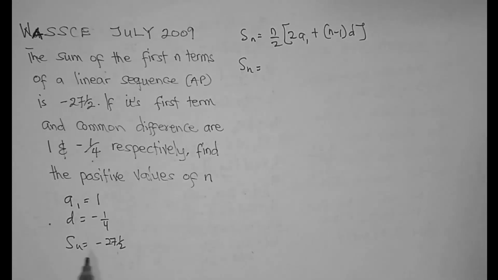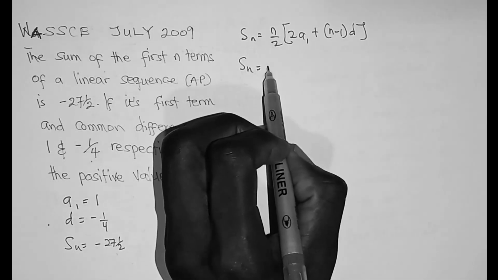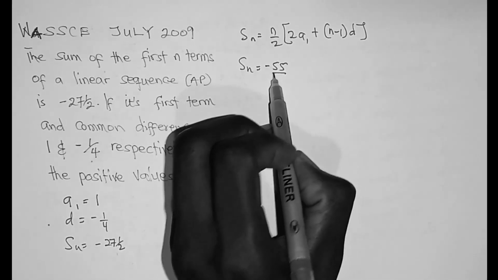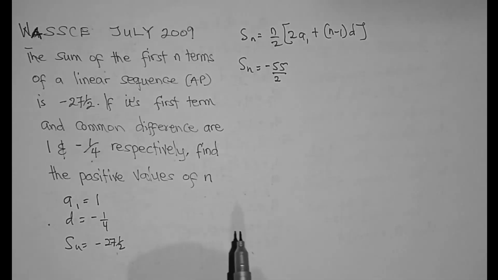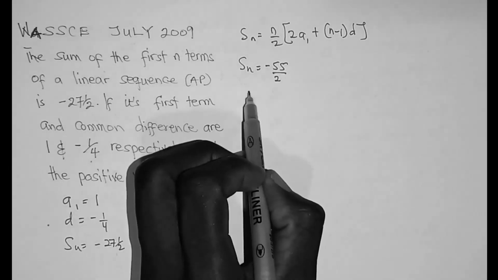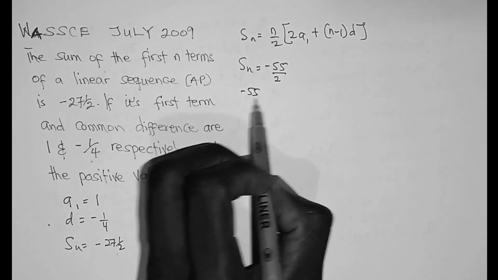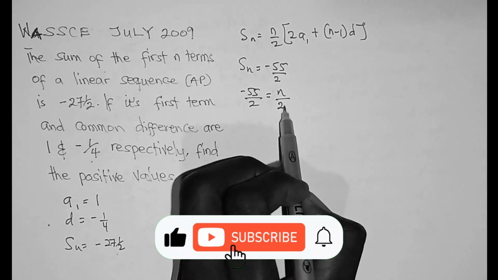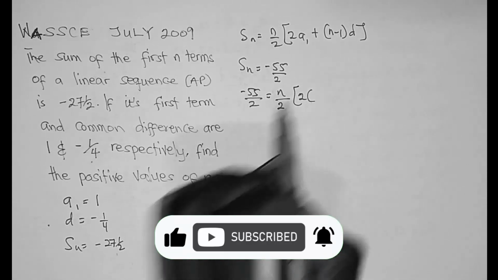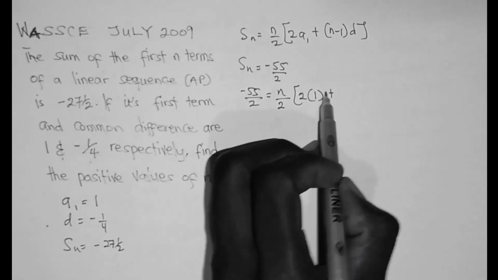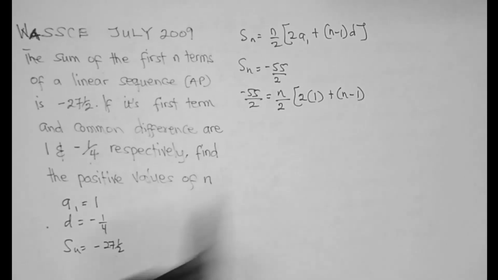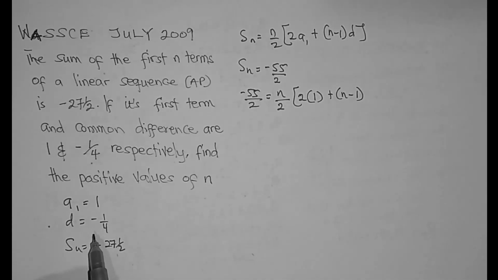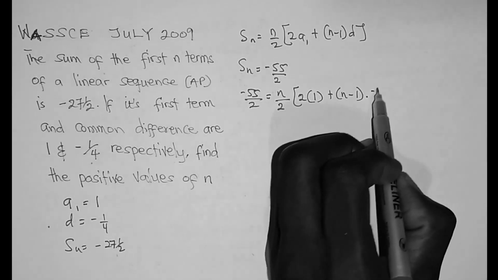However, Sn is equal to minus 27.5. This is the same as minus 55 over 2. So let's substitute the values inside. Sn, which is minus 55 over 2, equals n, which is what we are looking for, divided by 2 times (2 times a1, where a1 is 1, plus (n minus 1) times the common difference). The common difference is minus 1 over 4, so times minus 1 over 4.